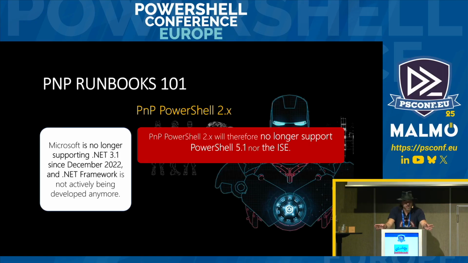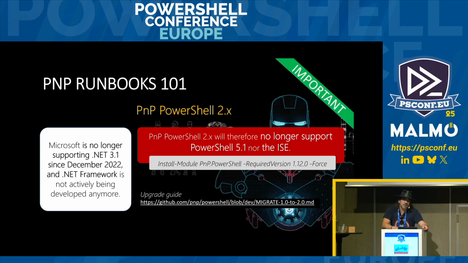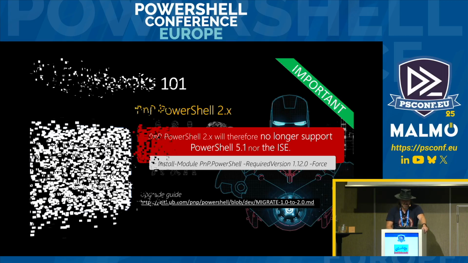PnP PowerShell version 2 onward doesn't work with 5.1, because PnP PowerShell 2 changed from .NET Framework to .NET Core, so that is not supported. We are still using a specific version for PnP, 1.12, that actually works, and you can still use the Runbooks with this version. Then you have the migration and all these kinds of things.